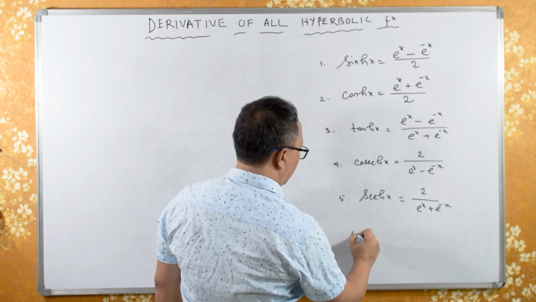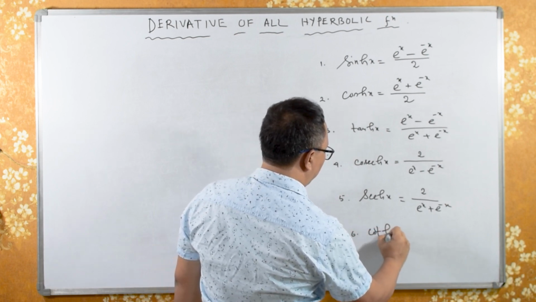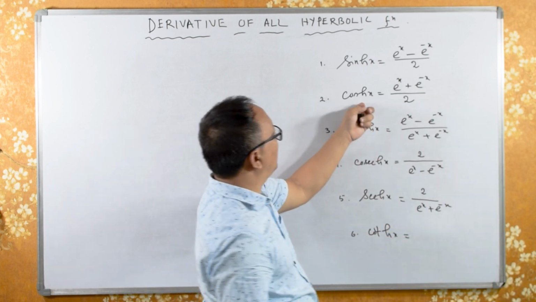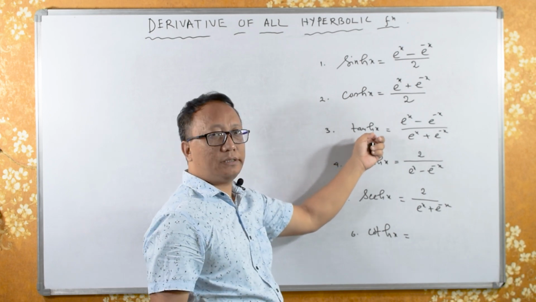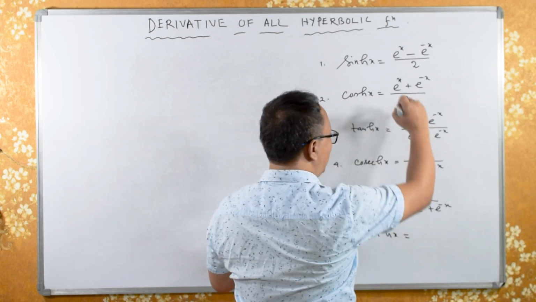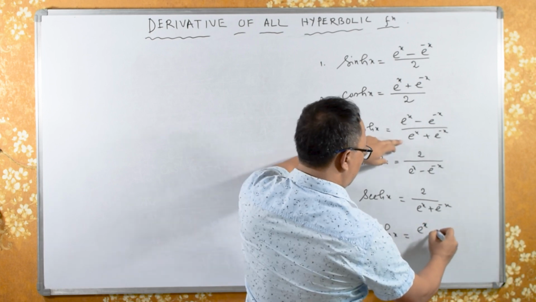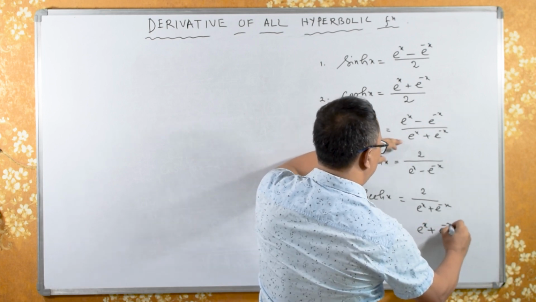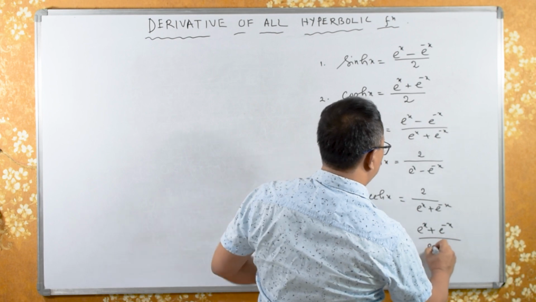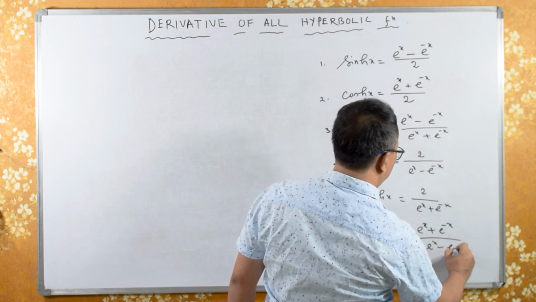Here 6 we have. Coth x is cos by sine, or 1 by tanh is coth. So just reverse it, the reciprocal of it: e raised to x plus e raised to minus x upon e raised to x minus e raised to minus x. Okay.